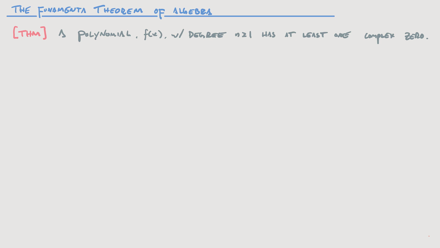That's the entire theorem. Now, to refresh your memory, a complex number is something that's of the form a plus bi, where the a is called the real part of a complex number and the bi is called the imaginary part of a complex number.